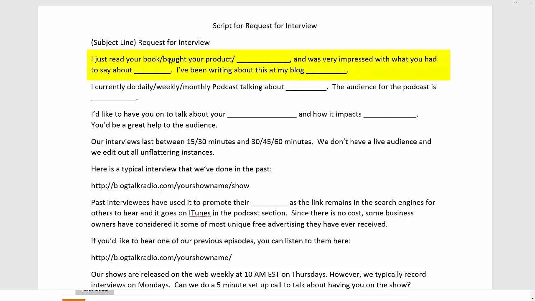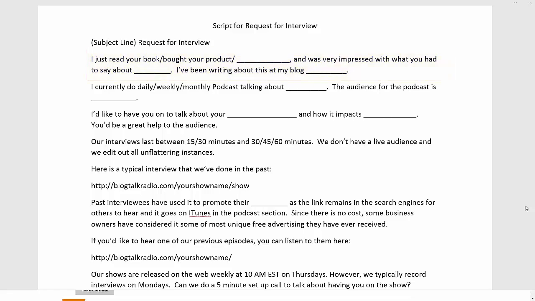Now, the next line here says that I have just read your book or bought your product. And what you want to do in the very first line is establish a connection that isn't just that you want to extract something from them. You want to talk to them because you have had contact with them. You find them interesting and you have bought something of theirs or you have experienced them in some way. So while you don't have to say that you bought their book, you can say something like you've purchased their product. You can say something like you have seen their show or you've heard them. You want to establish a connection that you have interacted with them in some way, even though you haven't met them.